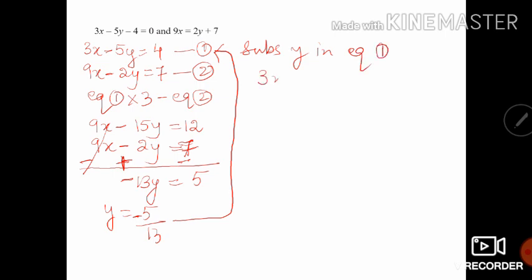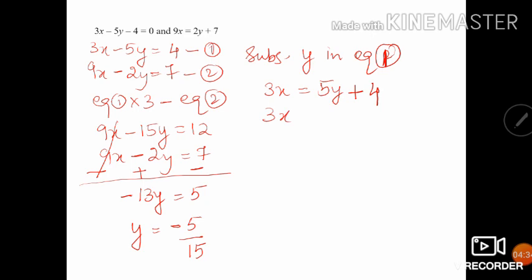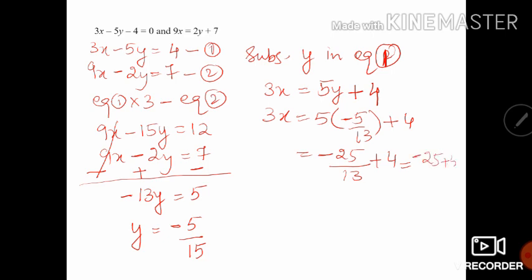Three times x is equal to 4 plus 5y. I have rearranged the equation. Now substituting the value of y in the equation, 5 times minus 5 on 13 plus 4. So this gives us minus 25 on 13 plus 4. We are going to add these two terms. So 13 times 4 is 52, minus 25 plus 52 divided by 13.